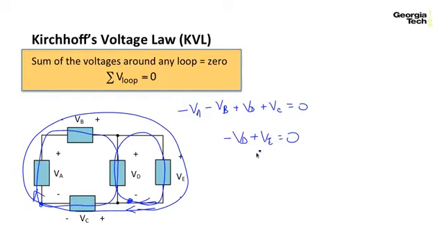Now one thing to notice about this is that these two elements are in parallel with one another. And I know that because they share a node at this end and they share a node at the other end. So what we've got is V sub D is equal to V sub E. Whenever I've got two elements that are in parallel with one another, their voltages are the same.